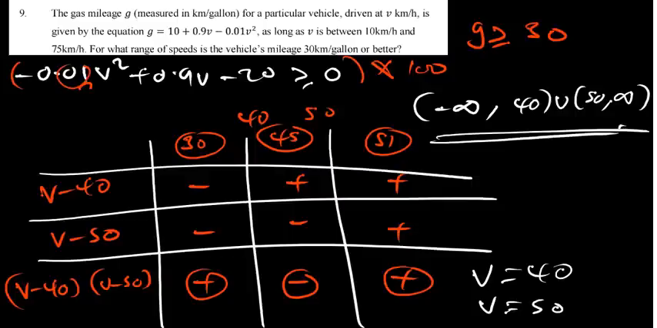Sir, I've got a question. Yes, please. Is the 40 going to be open or closed? Oh, it was greater than or equal to, so it's supposed to be closed. It is included. So this is included, this is also included, because it is greater than or equal to.